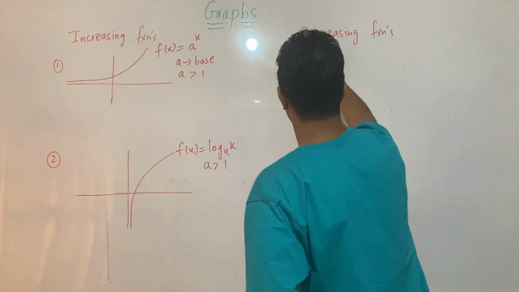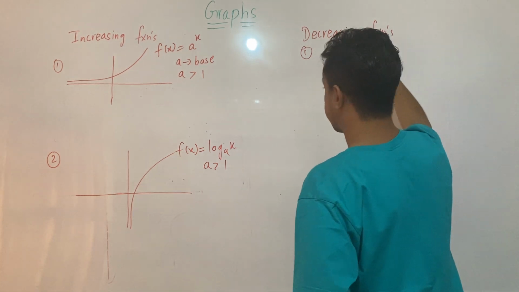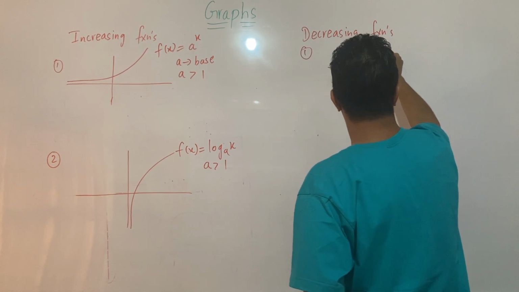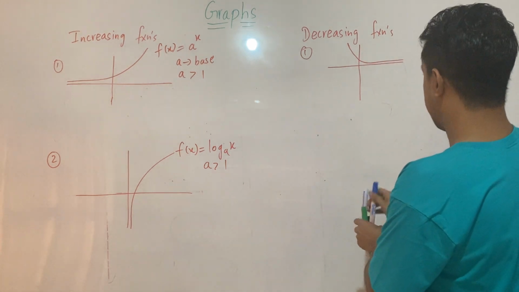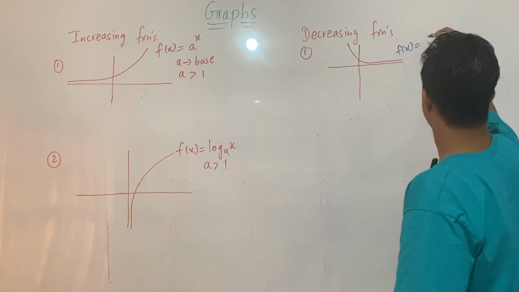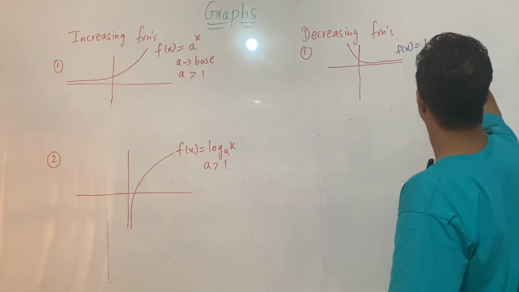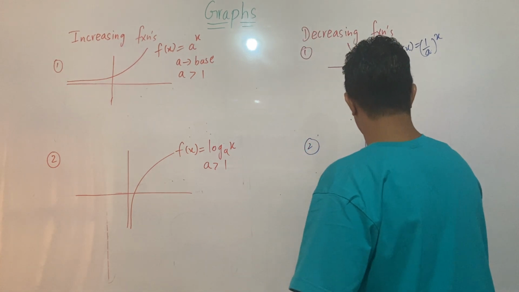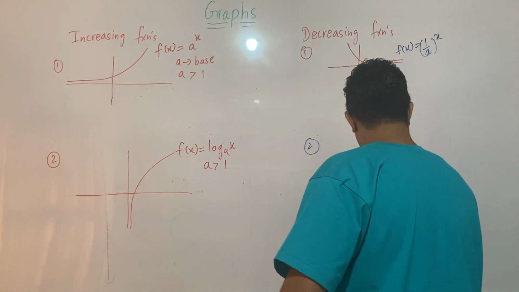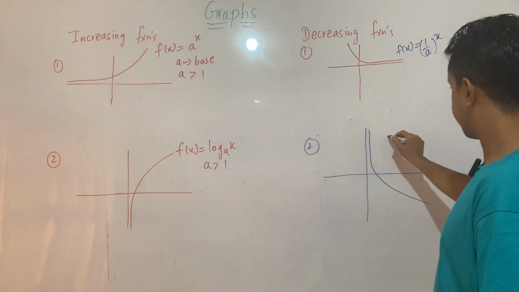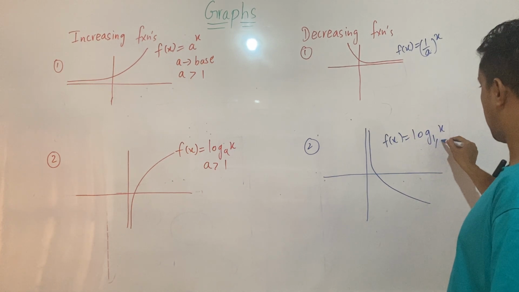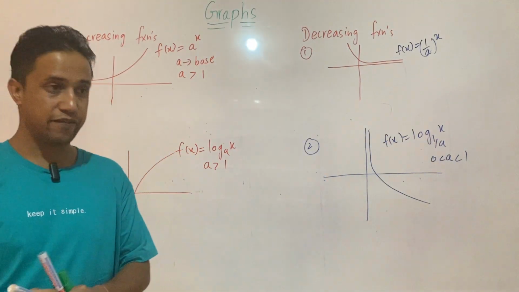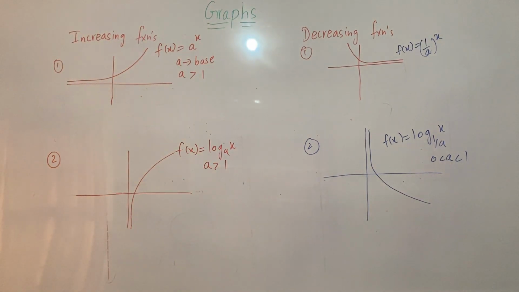And here in decreasing functions, I'm going to take f(x) equals 1 over a to the power x, and here it's going to be f(x) equals log of x to the base 1 by a, where your base a belongs to any value between 0 and 1. I hope both these things are visible to you.